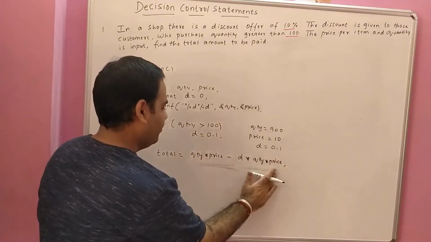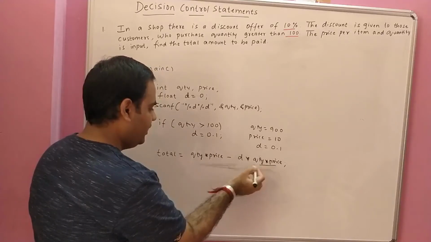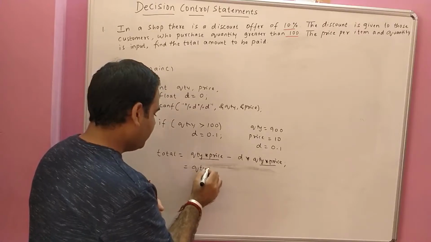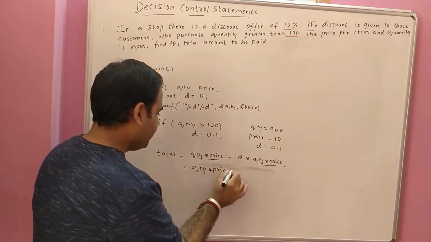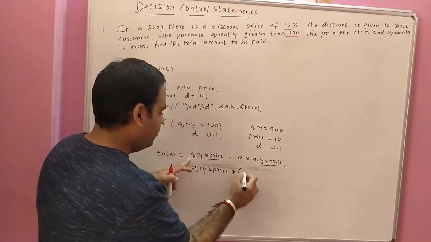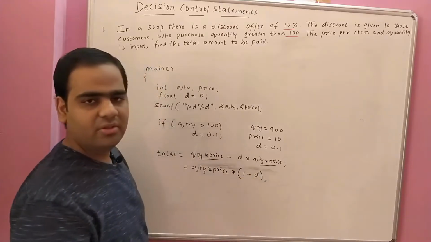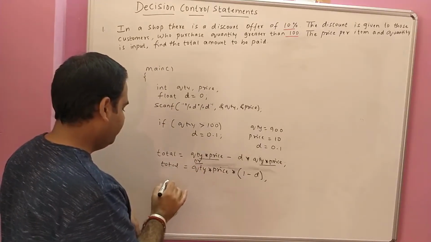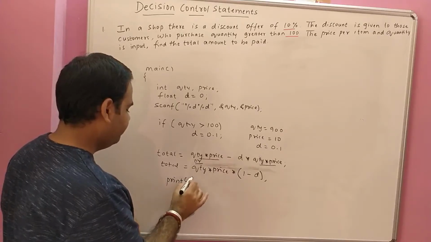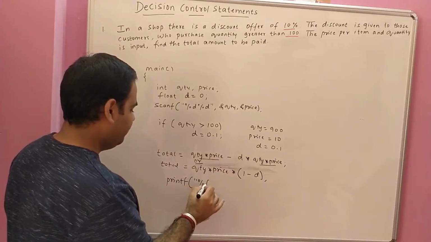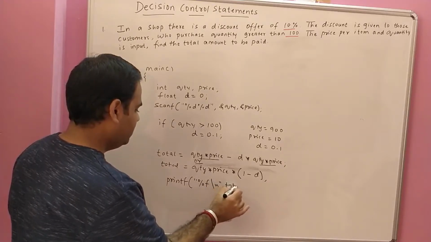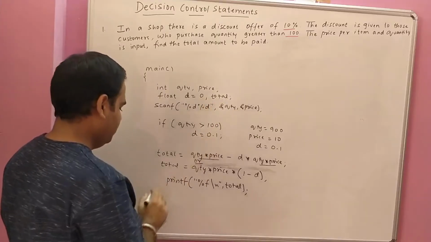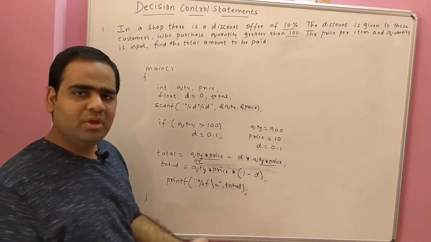This is one way of doing it. Or we can see that quantity into price is a common thing. We can take the common thing outside. We would write quantity into price multiplied by what remains over here, 1 minus discount. This is the other way of writing it. This is total, and at the end we print total. We say printf %f \n comma total, assuming total is of data type float.